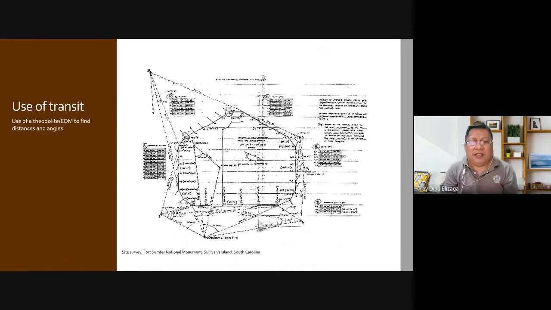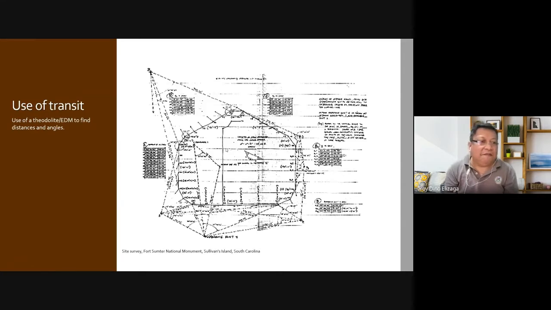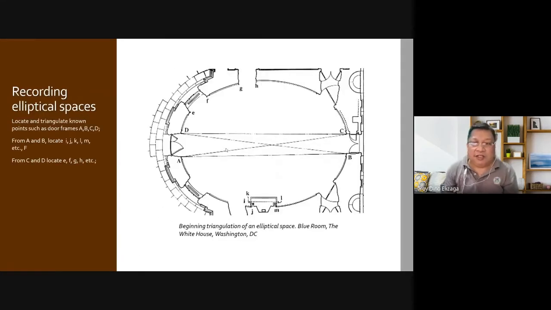Yes, the use of transit can handle something as complicated as this. I've already emphasized the use of the transit.